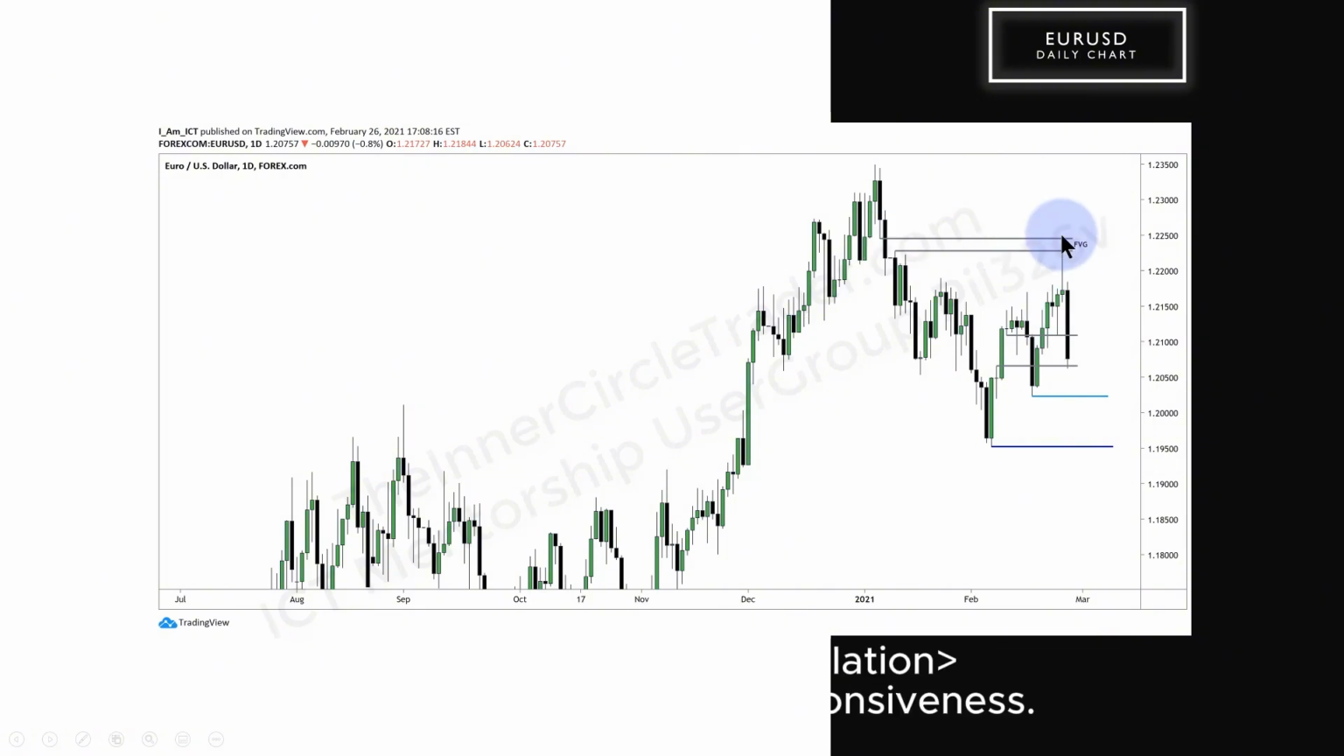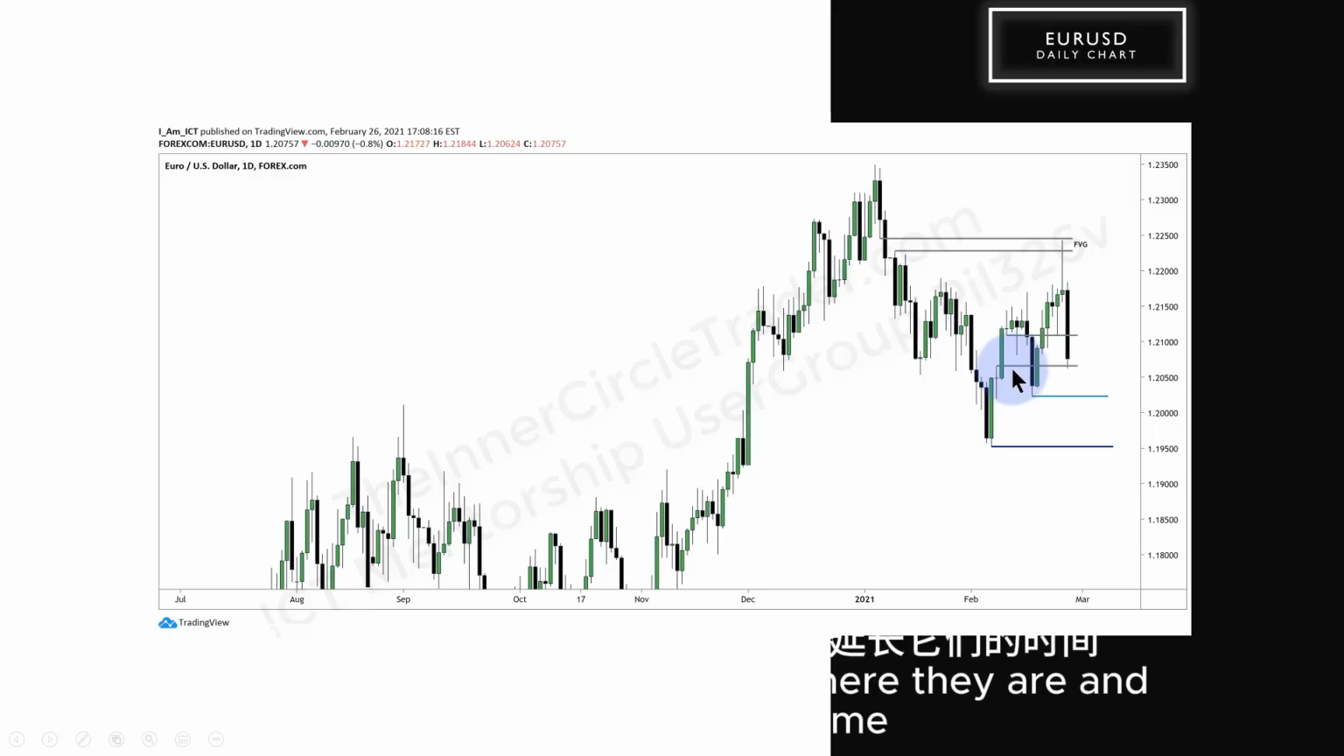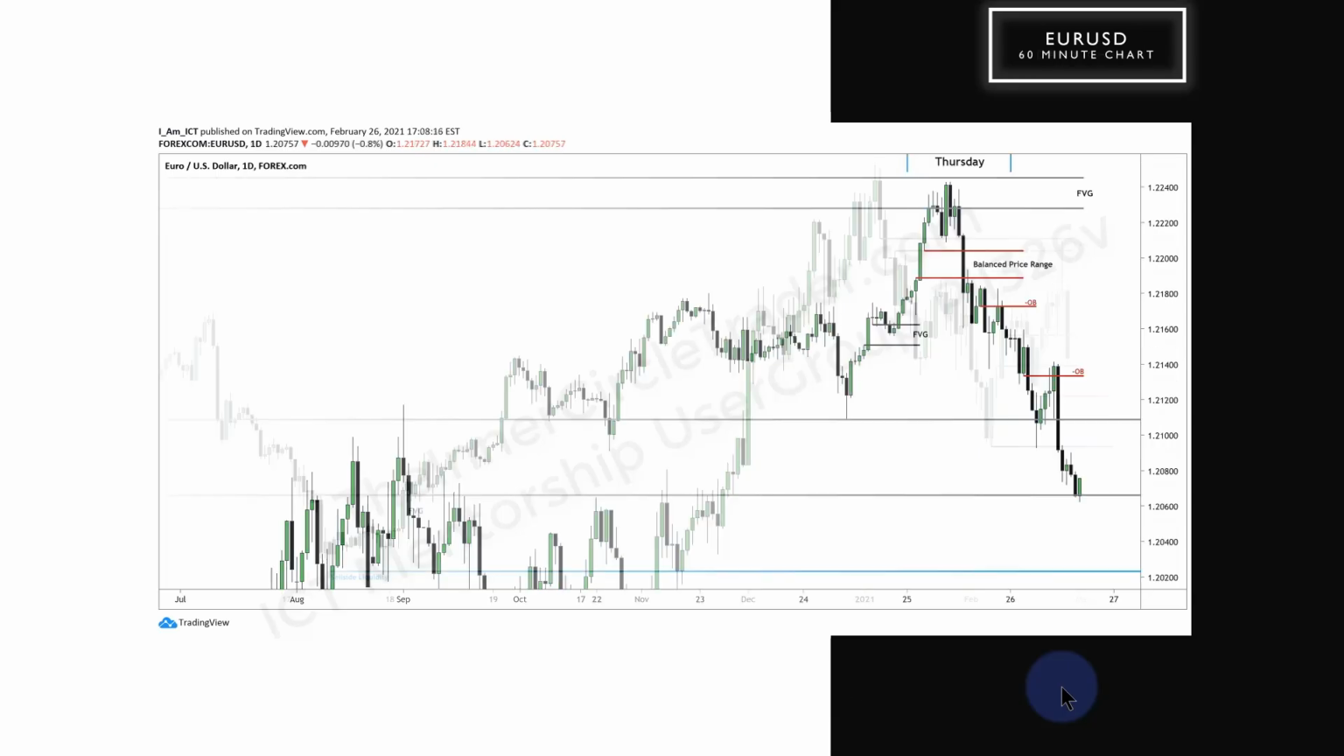This is going to be the responsiveness. This is the one where it can touch in a little bit of that range and then run, or go half of it, consequent encroachment, or completely close it in. Either way, the real importance is knowing where they are and extending them in time, because they're going to be traded back to like real support resistance would be expected. We have sell side liquidity pool here and another one here, and let's go to the hourly chart.